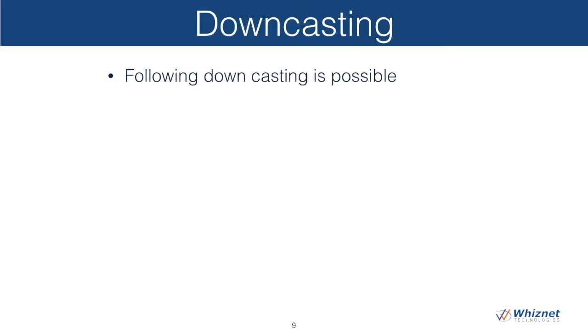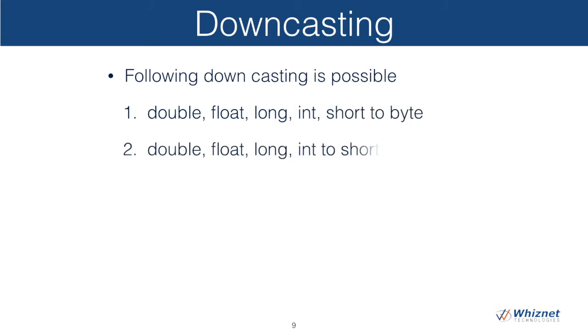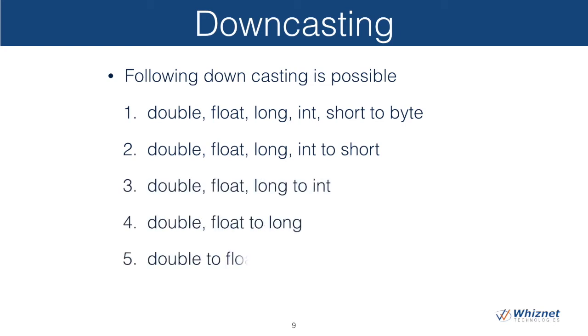Following downcasting is possible: double, float, long, int, short to byte; double, float, long, int to short; double, float, long to int; double, float to long; double to float; char to byte.